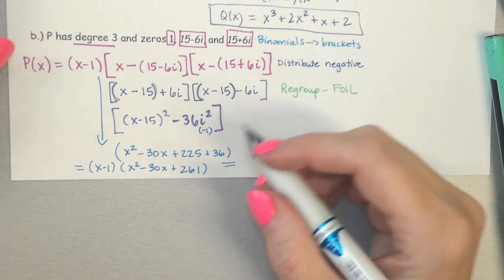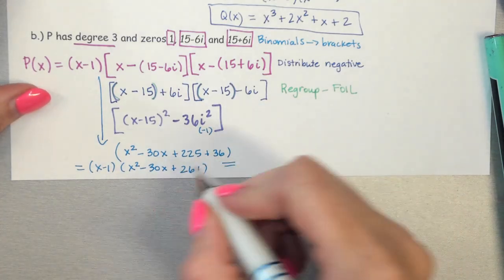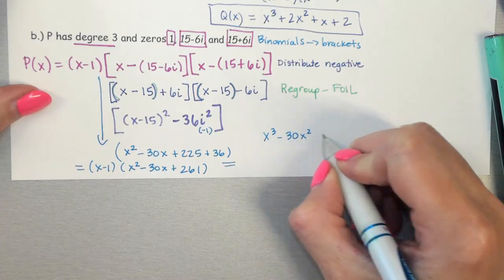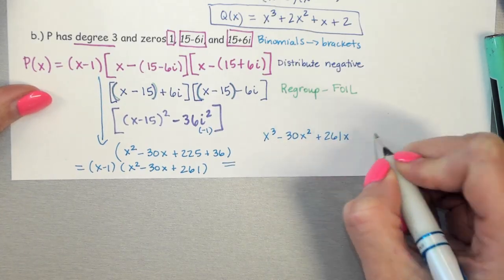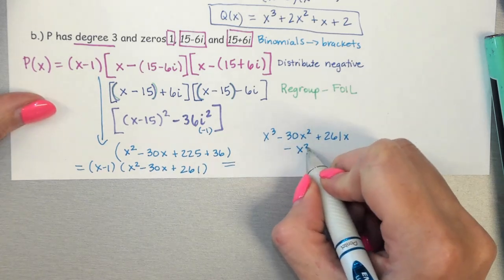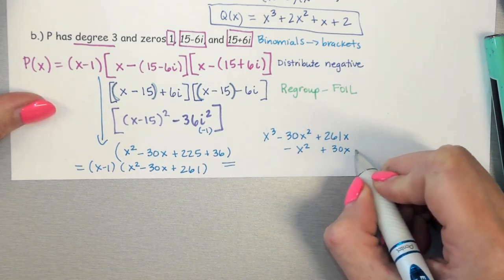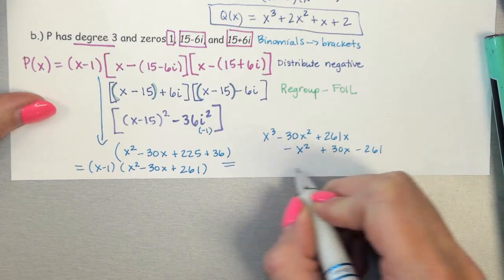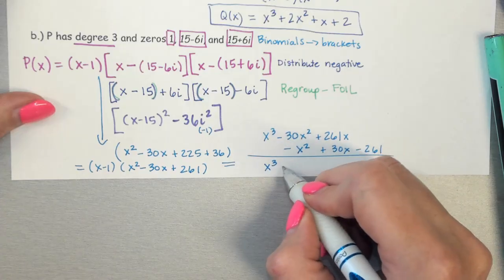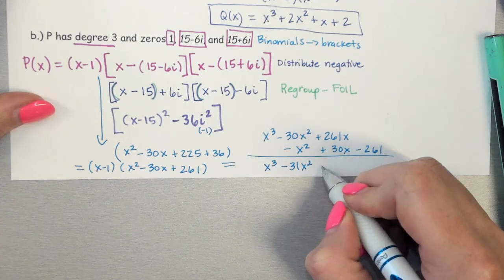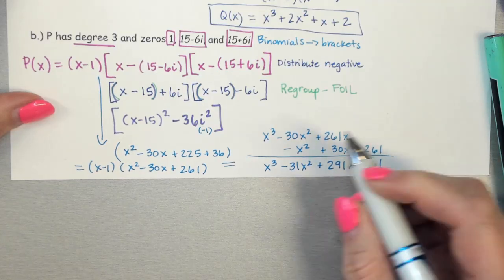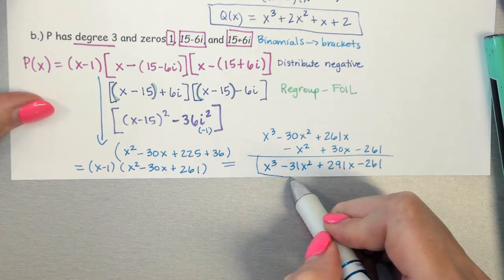Okay, and then once you multiply everything by x, you get x cubed minus 30x squared plus 261x. When you multiply everything by -1, all of the signs just become the opposite. Numbers are the same, but you just have your opposites here. I like to set it up like this so I can add straight down. Okay, and you can use that strategy too if you would like.